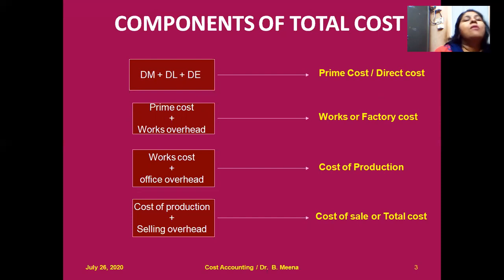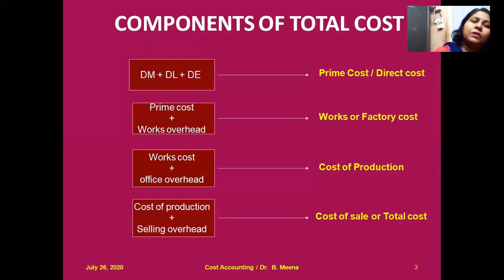Then I will get the works cost. Again, I'm repeating how to get the works cost: I should add the prime cost. After getting the prime cost, how can I get the prime cost? I should add all the direct expenses. Then I will get the prime cost.